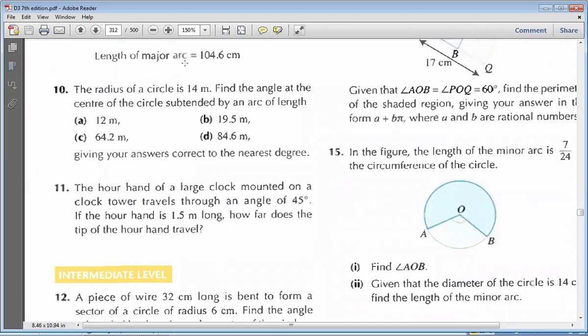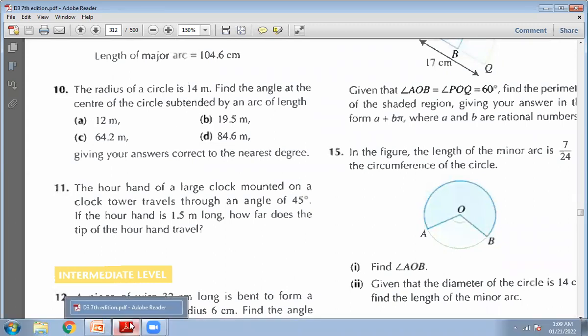So question number 10 is showing up on your screen. It says the radius of the circle is 14 meter. So for all these four parts, A, B, C, and D, the radius is 14 meter. Find the angle at the center of the circle subtended by an arc of length. So you have to find out the angle subtended by this arc at the center. The length of the arc is given and the radius is also given. So let me show you the first one. The arc length is 12 meter, the radius is 14 meters, so we have to find out the angle.